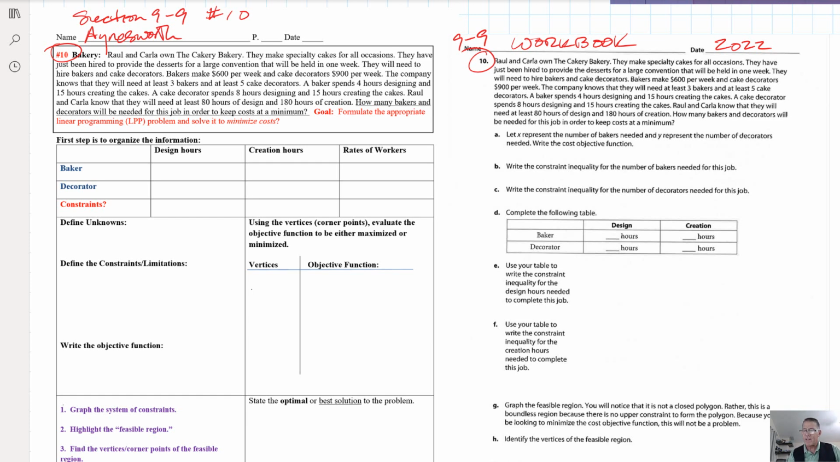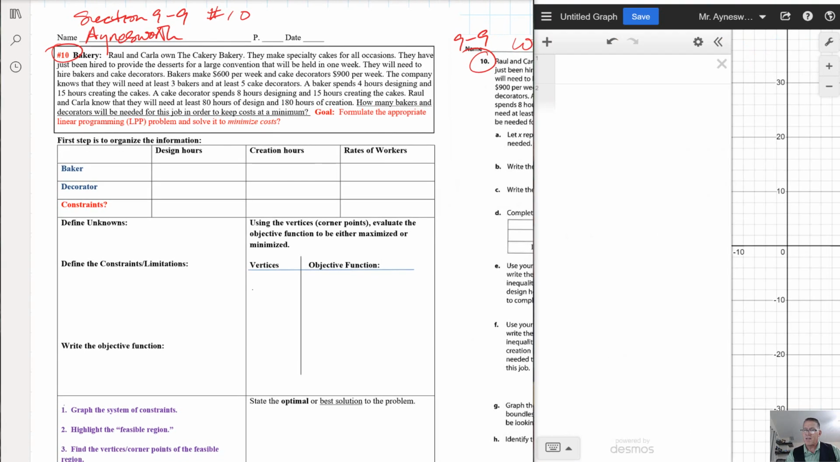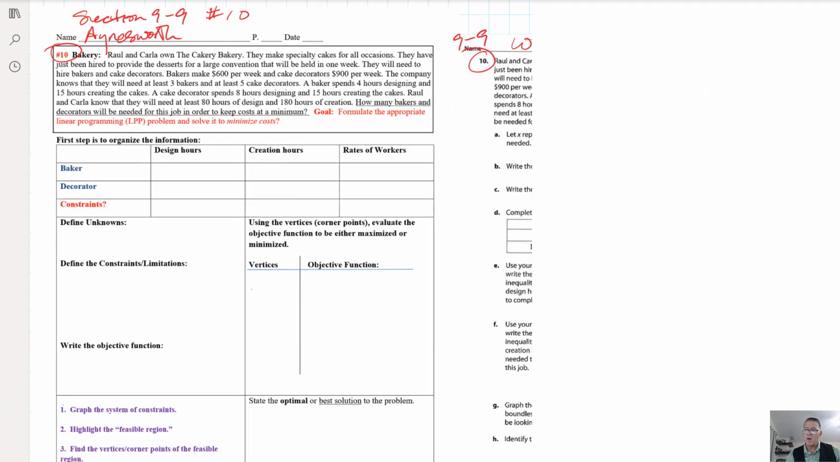We're working on these linear programming problems, how to optimize a problem and find the optimal or best solution. We're at number 10 here, so notice that I reformatted the number 10 on the left. I've got the actual workbook problem on the right. And then also you need your Desmos here. We'll validate everything at the end using the Desmos graphing program. But we're going to do everything all by hand.